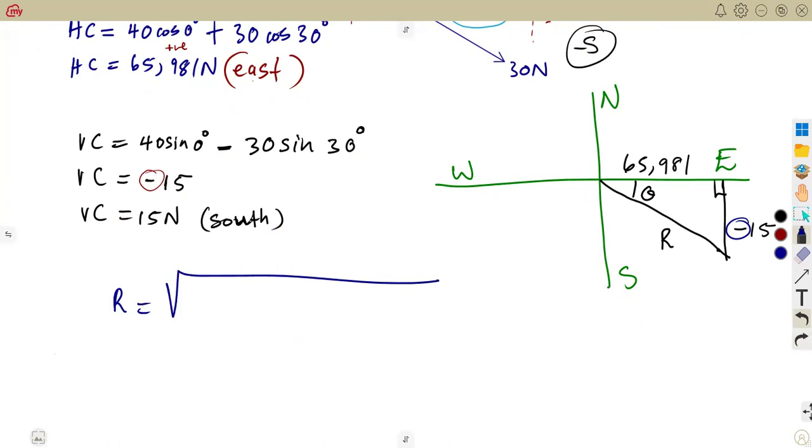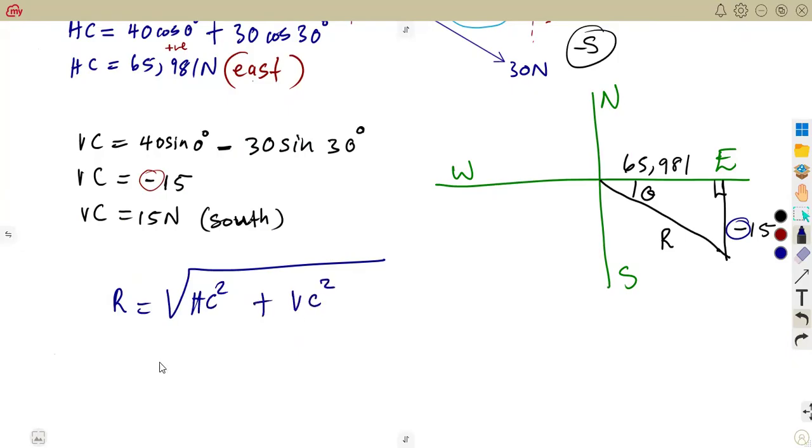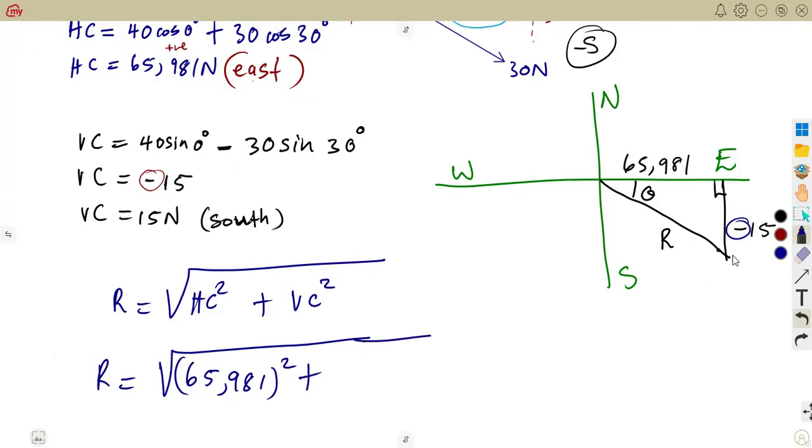So our R is going to be the square root of 65.981 squared plus the vertical component, which is negative 15 squared. Like I said, you can even ignore this negative. It is not even important in your calculations. Make sure that you use your calculator properly. That's 67.665, and the resultant is always positive, guys. Remember, these are newtons, so our answer is going to be in newtons.